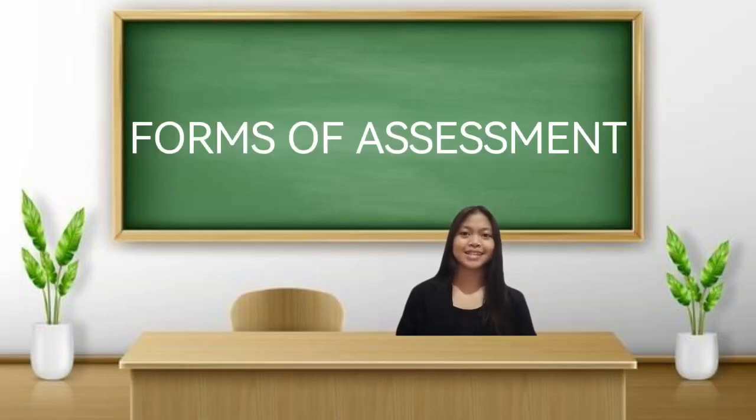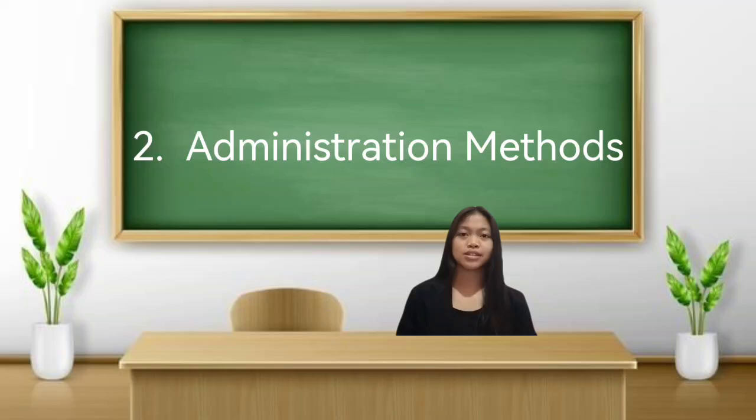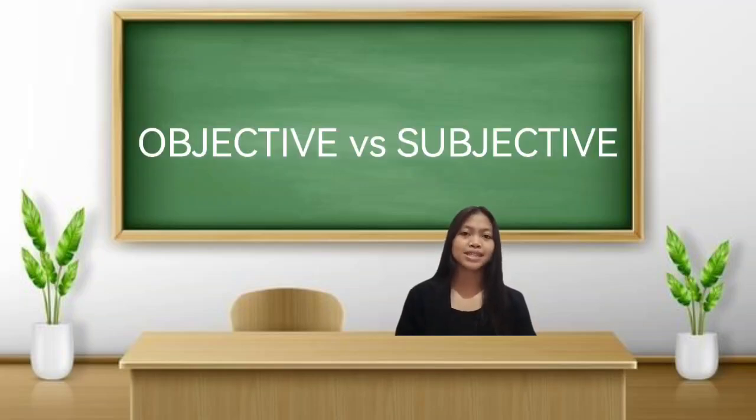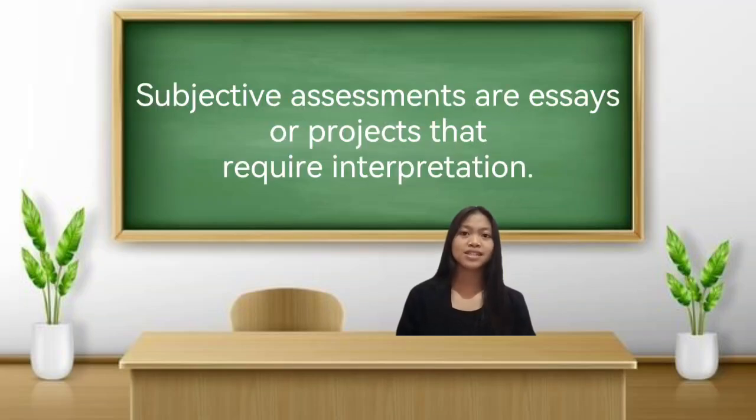Forms of educational assessment. Assessment can take many forms. Formal test or performance-based activity: structured evaluation like exams or practical tasks. Administration method. So what is administration method? This can be conducted online, on paper, or using other materials. What is objective versus subjective assessment? Objective assessments are multiple choice questions with clear right or wrong answers. Subjective assessments are essays or projects that require interpretation.